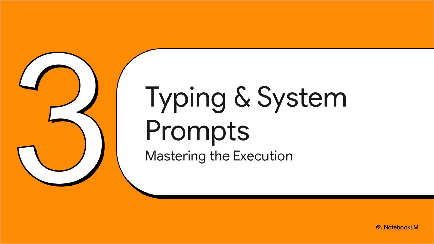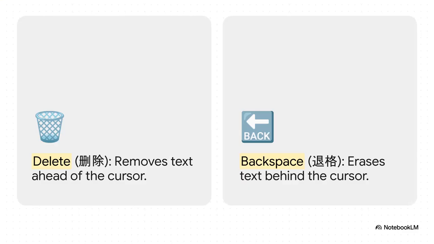All right, we are down to our final, high-stakes category in Section 3, Typing and System Prompts. Let's clarify the exact mechanical difference between two vital editing keys. Delete, backspace. In Chinese, delete is 删除键,删除光标后的内容, and backspace is 退格键,删除光标前的内容.